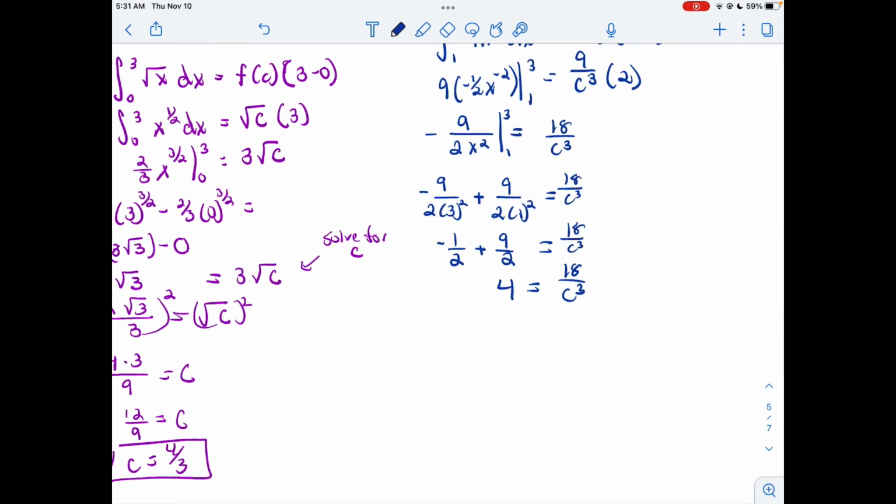To solve for c, I would multiply each side by c cubed to get 4c cubed is equal to 18. Divide each side by 4, and we get c cubed is equal to 18/4, which simplifies down to 9/2. And then take the cube root of each side. So c is simply the cube root of 9/2, and you can leave it like that.